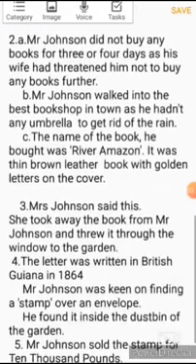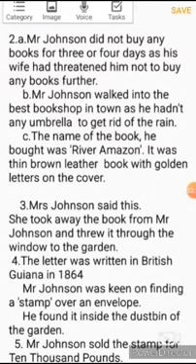Okay, now question number 3. Now the answer I am telling you: Mrs. Johnson said this. It is a one-line answer only. The question asked who said this, so you will write the answer, Mrs. Johnson said this. It is over now. The second part of the question: How did it get torn? She took away the book from Mr. Johnson and threw it through the window to the garden.